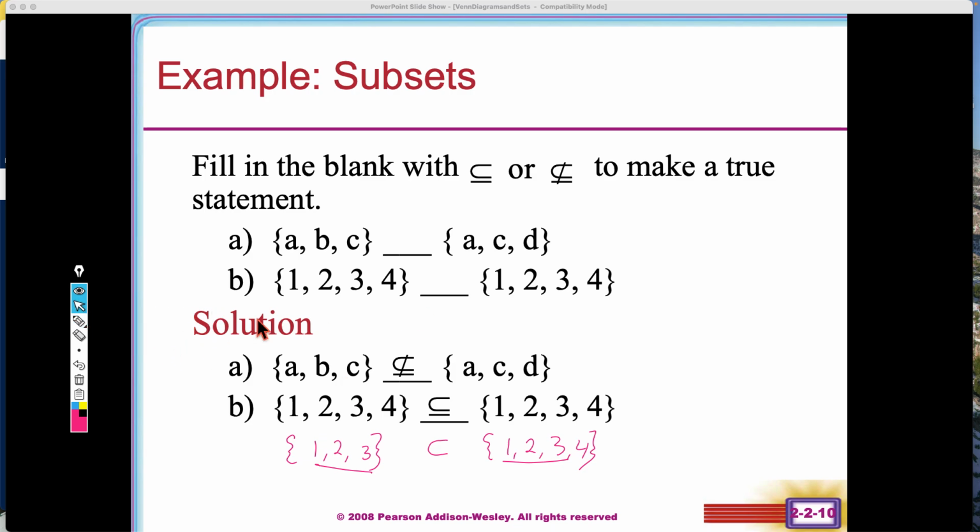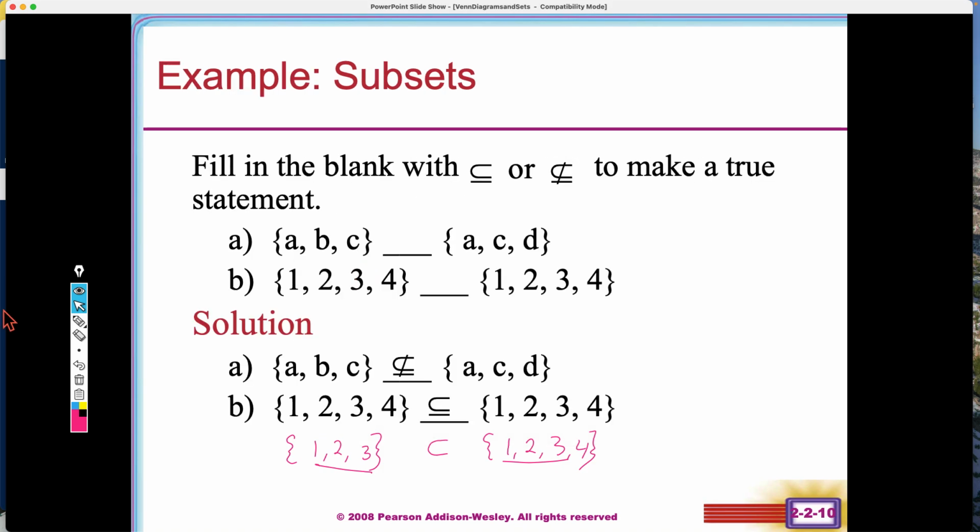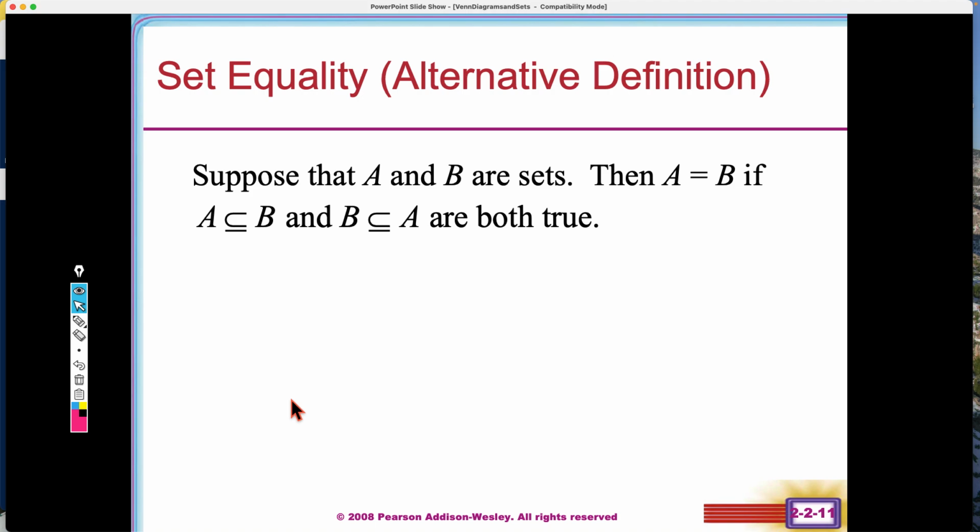Okay. So thinking of it, if we go back here, visually, set A, notice A has to be sort of contained within B. And again, we'll go through some examples and non-examples as we work through it. This is just giving you enough to get you going.